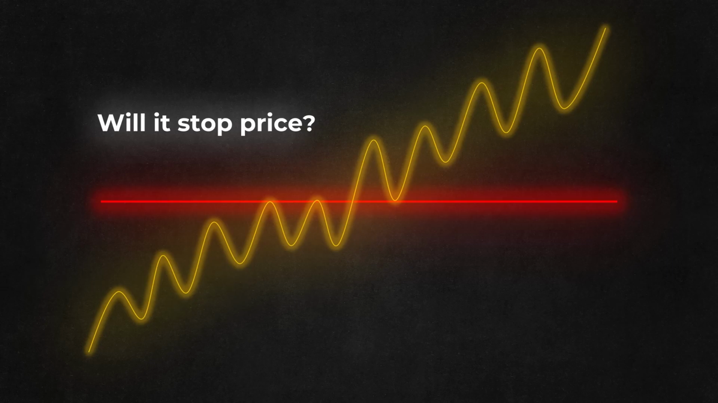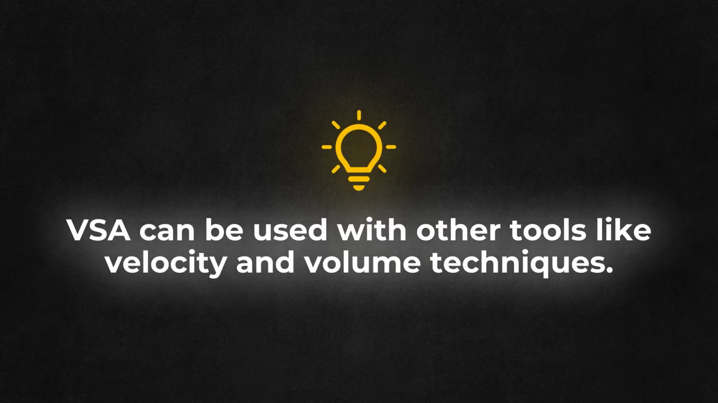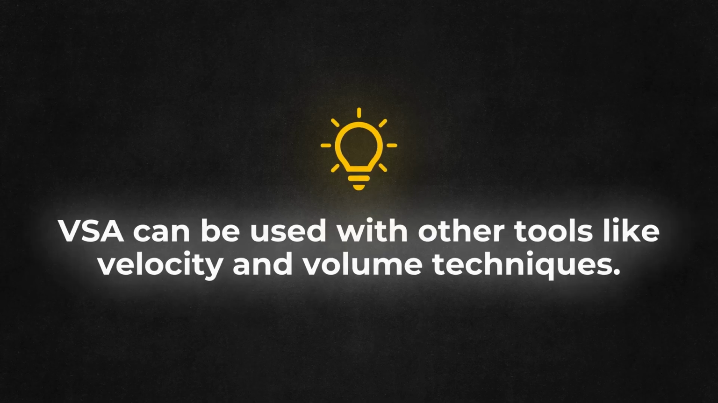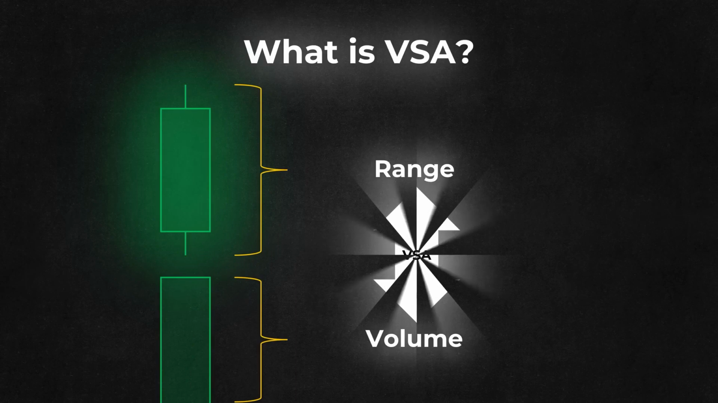VSA can also be used in combination with other modes of analysis that measure the strength behind price movement, like velocity and other types of volume tools. Volume spread analysis, or VSA, is simply the comparison between candle range and the corresponding volume action.